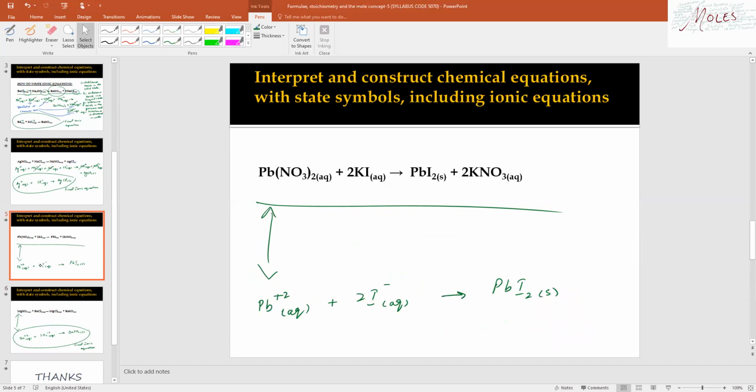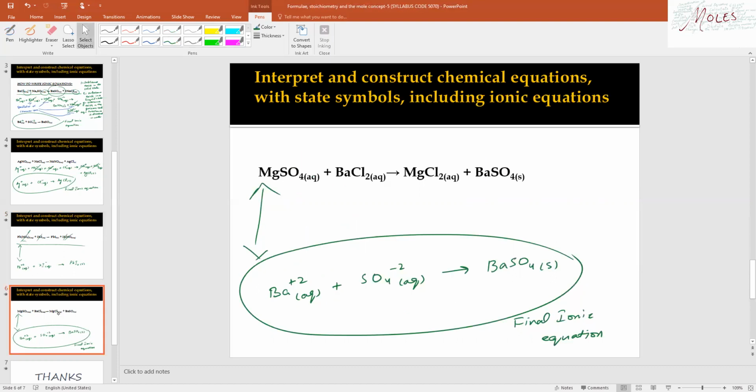In this equation, this will form a common ion. It will be cancelled out, and this will also form a common ion. So this will also cancel out. In this equation, this will cancel out, forming a common ion. So you will get this as your final equation.